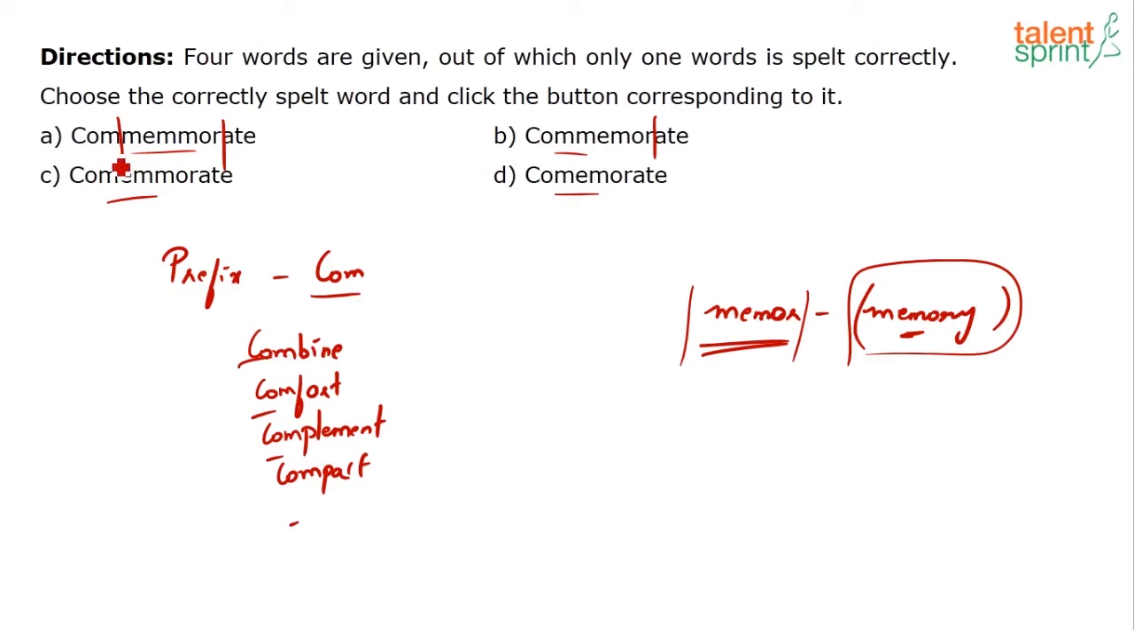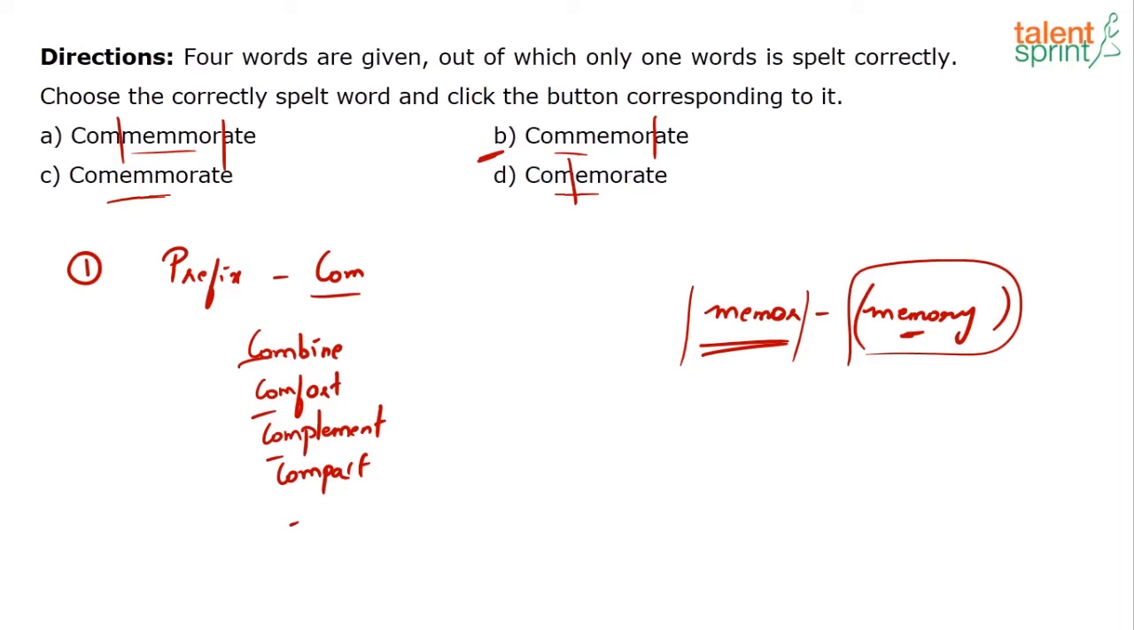So if I remove the prefix com and look at the root, in option A I have 2 M's, and in option C I have 2 M's. But in options B and D I have only 1 M. So I'm leaning towards B or D. This is the approach we used for synonyms and antonyms: dividing the word into prefix and suffix, and looking at the root. If I take off the prefix com here, I don't have the complete word memor, so I will lean towards B. This is one way of doing it.